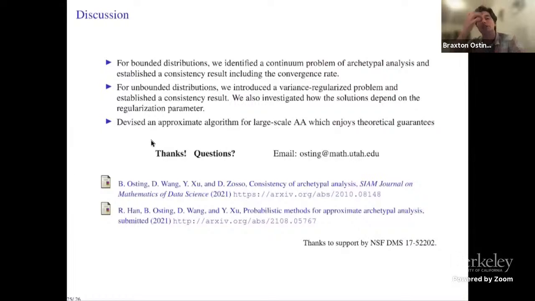To conclude, for bounded distributions, we identified a continuum version of the archetypal analysis method and a consistency result, including the convergence rate. For unbounded distributions, we introduced a variance regularized problem and established a consistency result there. And finally, we devised an approximate algorithm for large scale archetypal analysis, which enjoys theoretical guarantees. If you have any questions, I'm happy to take them.